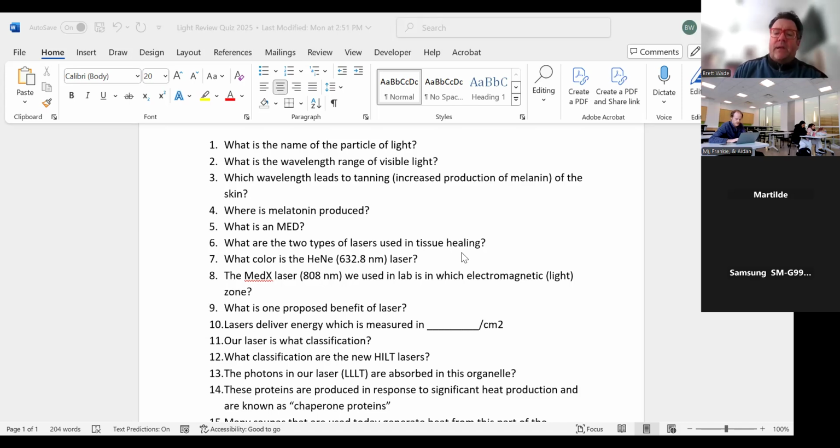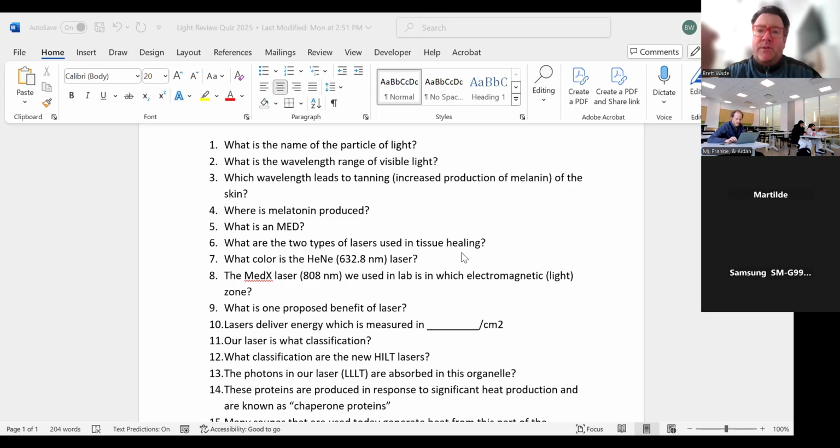So the two types of lasers we use in tissue healing, well, the main one we use is the helium neon laser, abbreviated HeNe, and the other one is gallium arsenide, GaAs. They basically are both infrared lasers. But another question, because I know people have given me this answer too. Some people have said, what about the HILT, which is the high intensity laser? It's a great answer. So either of those answers, the helium neon or gallium arsenide, those are both class 3B lasers, so they're cold lasers.